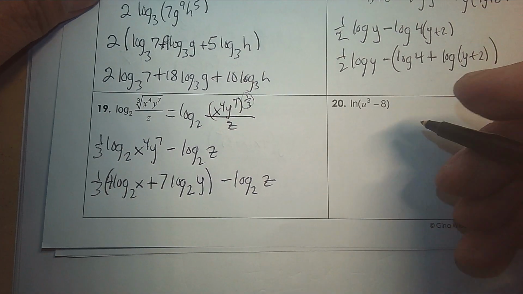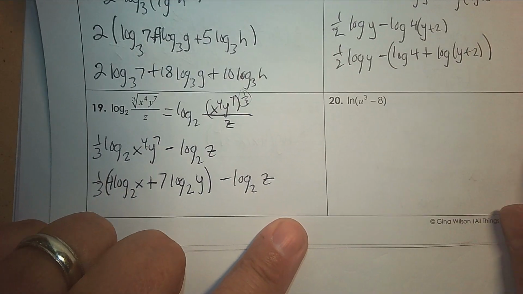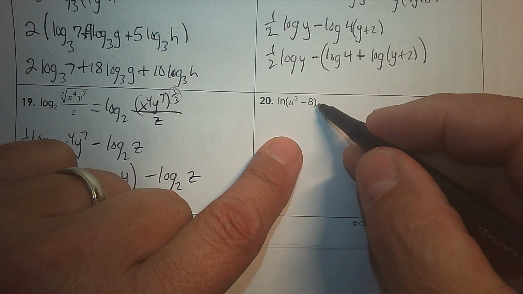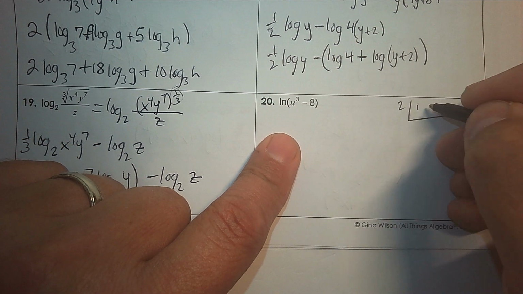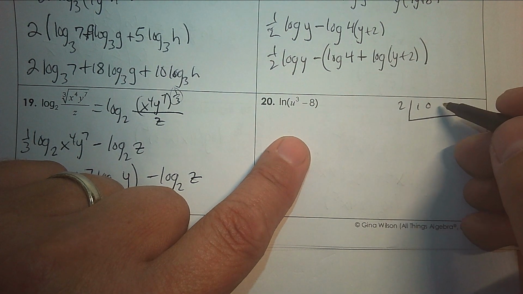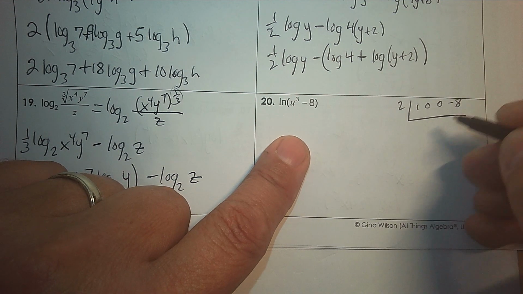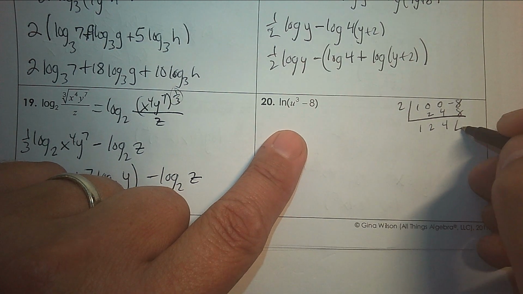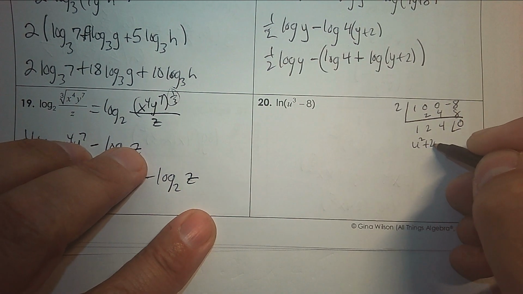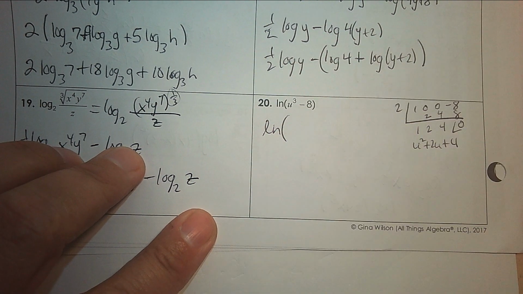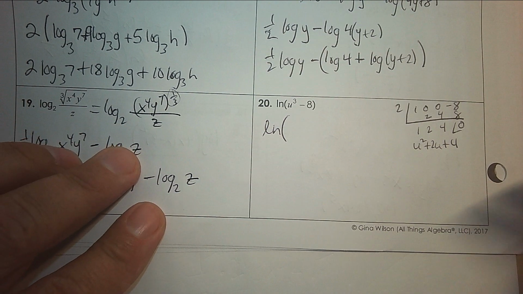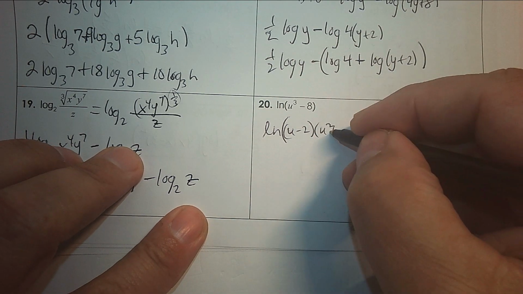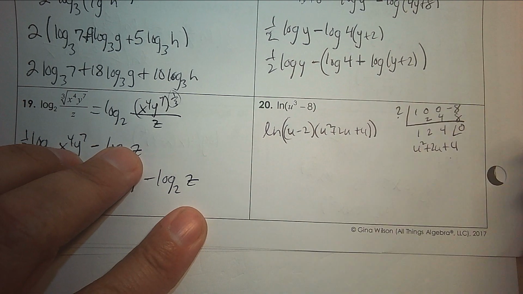All right, number 20. So to do number 20, I need to write it as a product. This is going to go way back. This is a difference of cubes. Do you know that one of the zeros here is 2? Because 2 cubed subtract 8 is 0. So we can use the 2. And it's 1u cubed, 0u squared, 0u, and negative 8. And then I could divide synthetically to understand what's left over. So that's u squared plus 2u plus 4. So this is u minus 2 as factors, and then u squared plus 2u plus 4. Now that it's factored, you can now separate it.